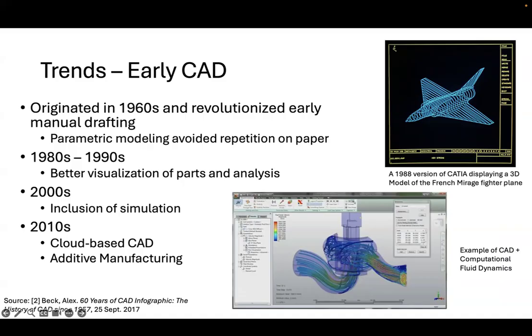Going into the 2000s is when you get into the simulations. The bottom right is an example of a CFD, or computational fluid dynamics, of a part, which is one of the more powerful aspects of what CAD can do. Moving into the 2010s, you get cloud-based CAD, so you can share parts with other people, work together and have that collaboration as well. And then also additive manufacturing. This goes into rapid prototyping, going directly from a 3D part to a prototype and being able to see how the part works and everything like that.